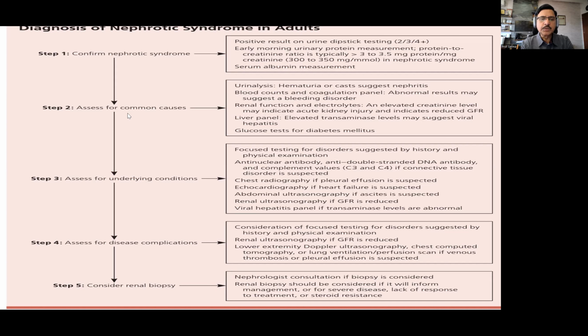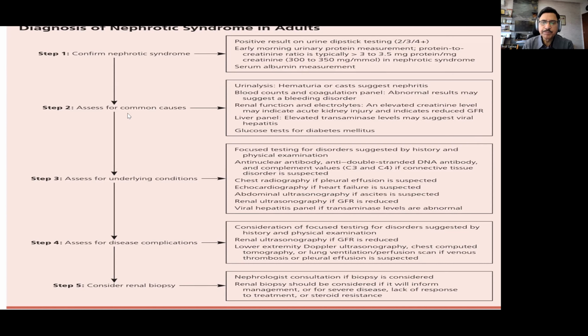Now, assess for disease complications. For disease complications, based on history and physical examination, same renal ultrasonography and lower extremity Doppler ultrasonography, chest CT, or lung ventilation perfusion scan if any pulmonary thromboembolism is suspected, sir. Okay. Only in those cases where you are suspecting complications, you do those things. And renal biopsy is the final step.